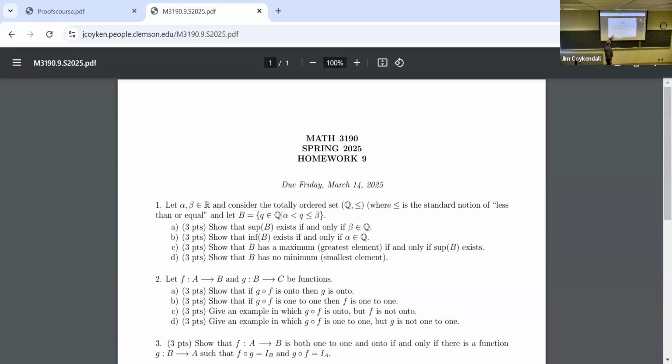Two, suppose we have functions f from A to B and g from B to C. Show that, and this is actually a useful exercise, this is a useful little theorem, if the composition is onto, then the second one has to be onto. And show that if the composition turns out to be one-to-one, then the first one has to be one-to-one. So if you compose two functions in a row, this is what the content of this is.